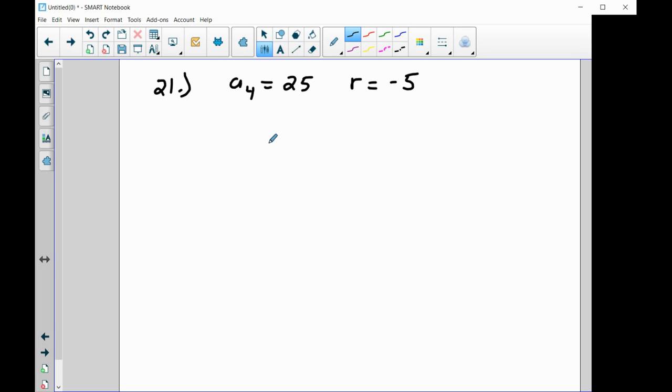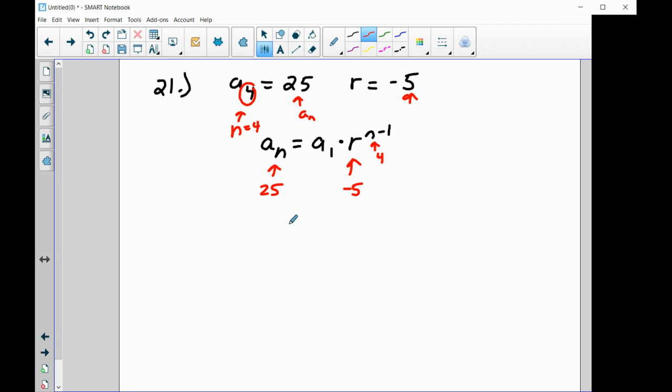So the way we find a sub 1 is by taking the explicit rule for a geometric sequence, which is a sub n equals a sub 1 times r to the n minus 1 power. And I'm going to plug in the information I'm given. Since a sub 4, that means n is 4, is 25, that's what I'm going to plug in for a sub n, and r is -5. I'm going to put 25 here, plug -5 here, and plug in 4 here. So that's going to give me 25 equals a sub 1 times -5 to the 4 minus 1 power.